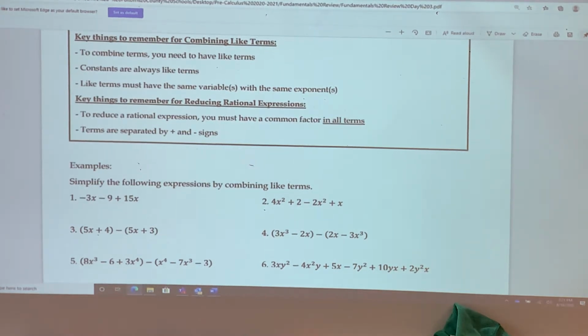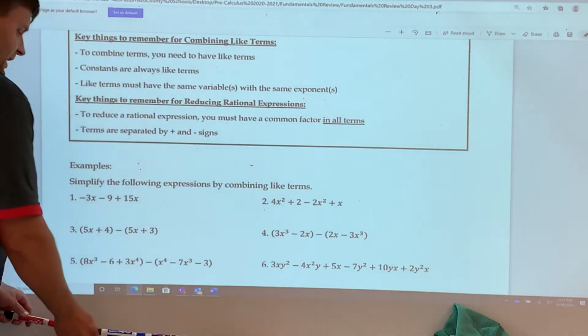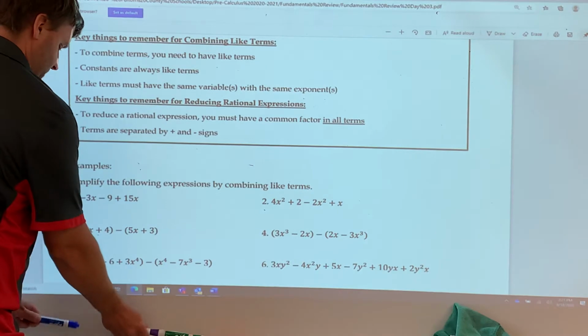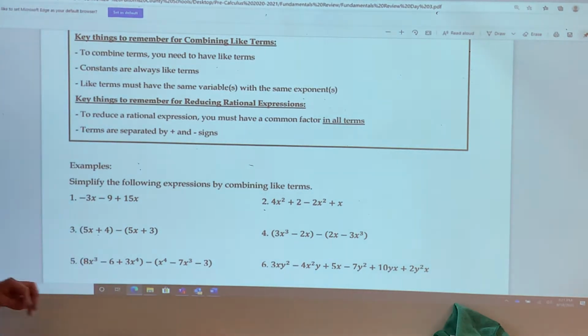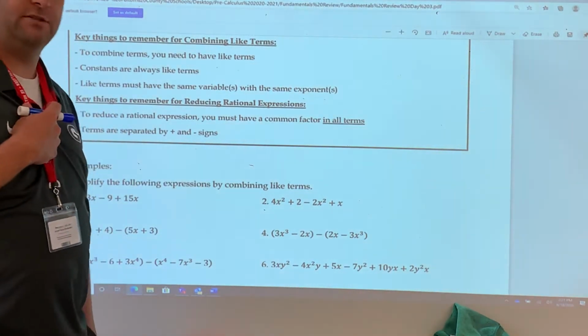Okay, so today we are talking about fundamentals review day 3. On day 3, we're going to look at combining like terms and reducing rational expressions.